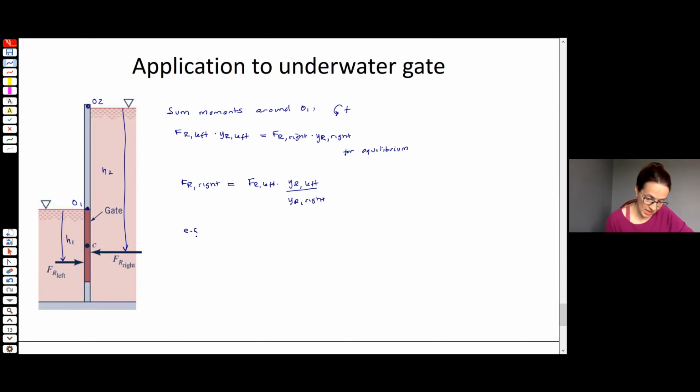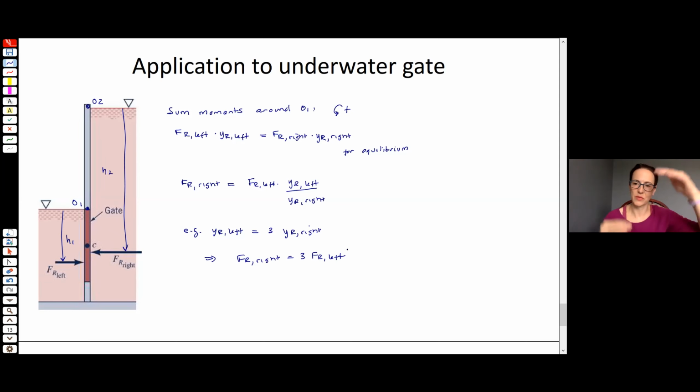So you can see, for example, if the force acts on the left, 3 times y right, which is actually not matching with this figure, then you have FR right is equal to 3 times FR left. That actually is not a good match because that assumes that water's higher in the other way. But you can imagine whatever differential heights that you want.